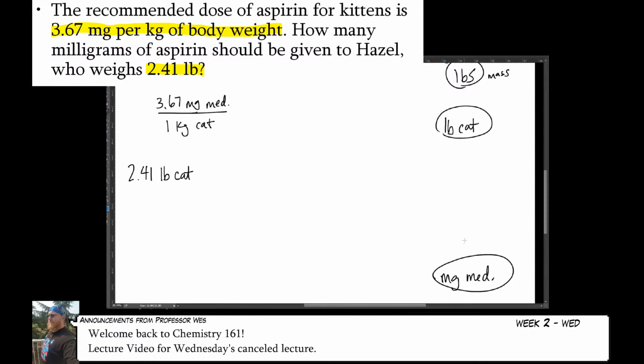All right. So I know how many milligrams of medication per kilogram of cat, because that's this conversion right here, right? Can I turn pounds of cat into kilograms of cat? I can, because I need to know what the conversion between pounds and kilograms is. So that's easy. We'll look that up on Google, and I've already done that. 1 kilogram is equal to 2.204 pounds.